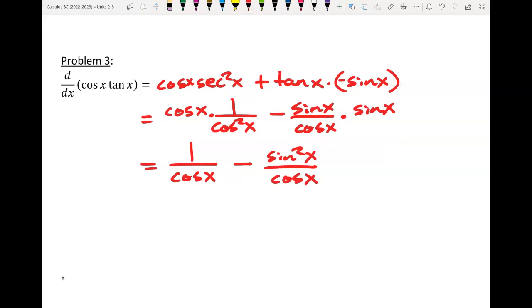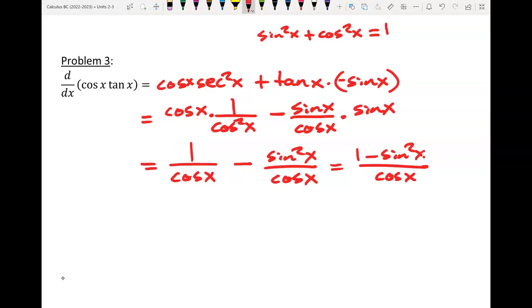Do I have the common denominator? Yeah. So 1 minus sine squared. What is 1 minus sine squared? Anybody remember? Cosine 2x. Or like, sine squared plus cosine squared is equal to 1. So that is cosine squared over cosine, so what does that simplify to? Cosine. Cosine. Do you want to see an easier way to get to there? Yes, please.